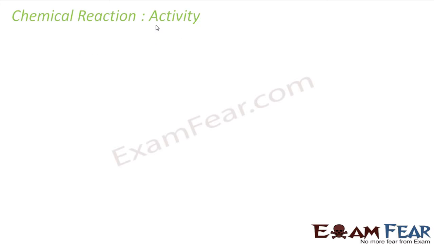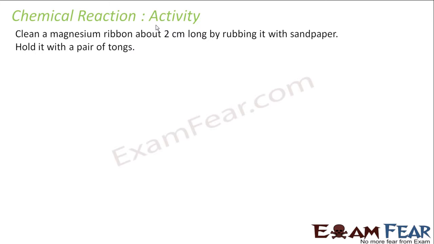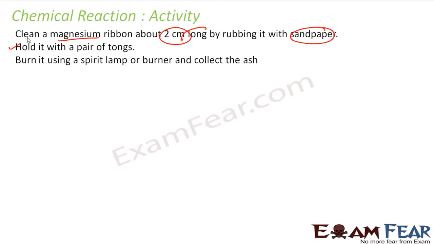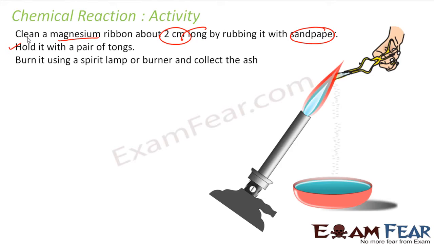So before we even define chemical reaction, let's have some activity of chemical reaction. What I'm doing is I'm taking a clean magnesium ribbon around 2 centimeter long, right? And I clean that with sandpaper to make sure that there is no dust or something. And I hold it with a pair of tongs. So burn this using a spirit lamp and collect some ash.